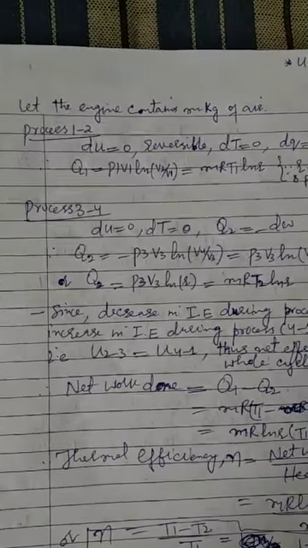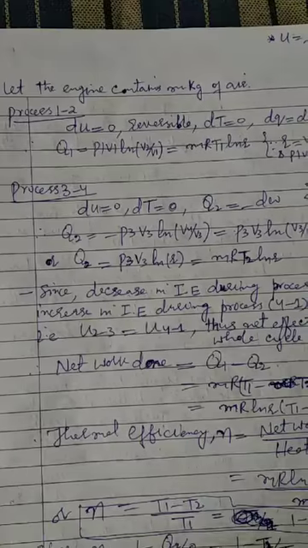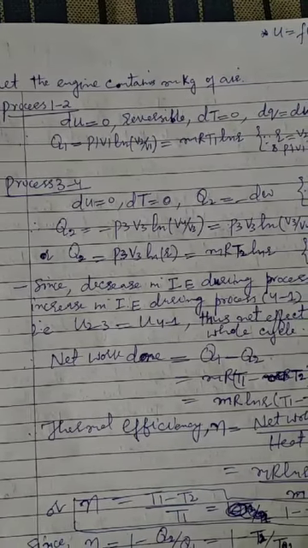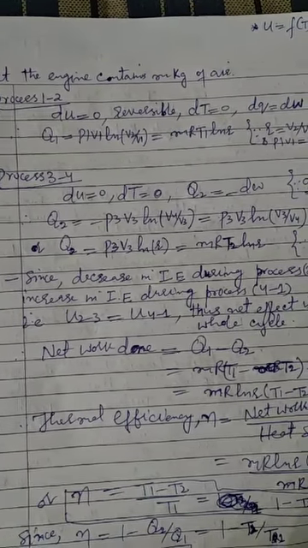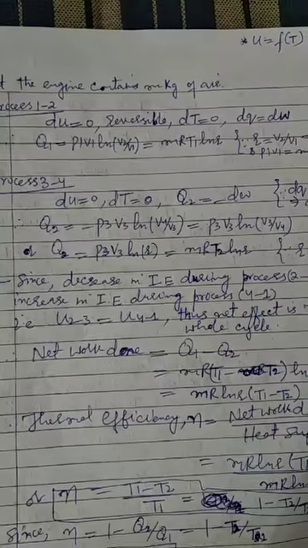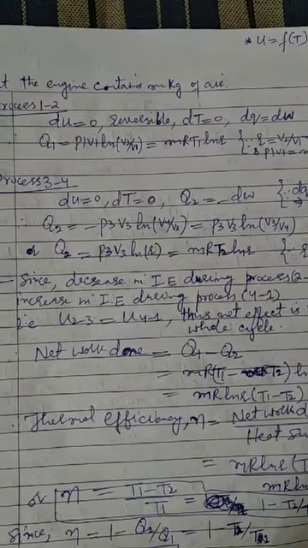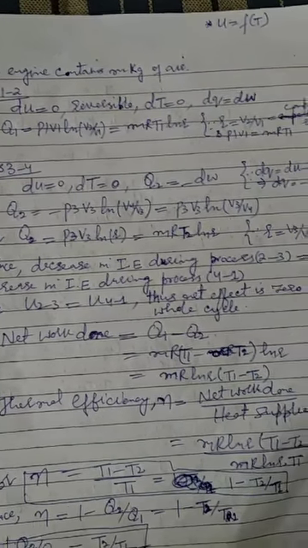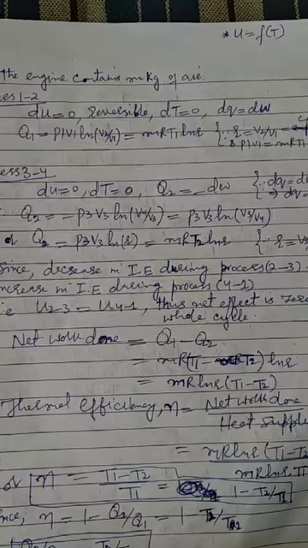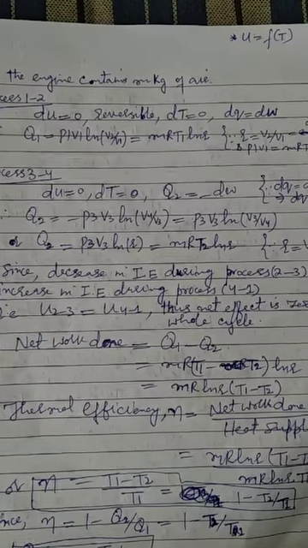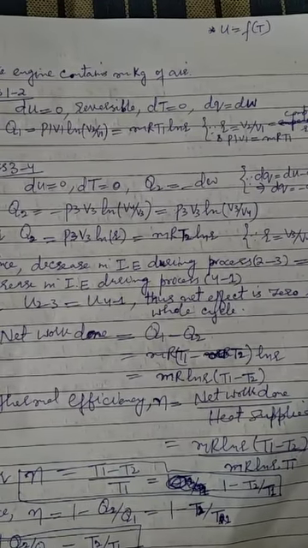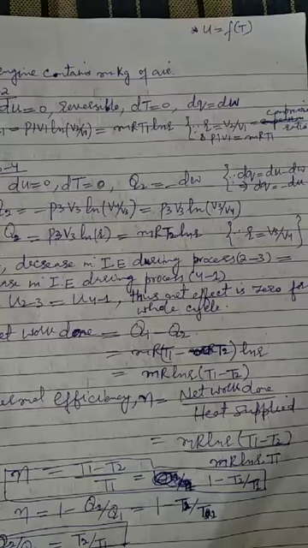So let us first see process 1 to 2. It is an isothermal process, a constant temperature process. When it is a constant temperature process, the change in internal energy is 0. Using the first law of thermodynamics, I have written everything here. As you know, the first law of thermodynamics: dQ is equal to dU plus dW.